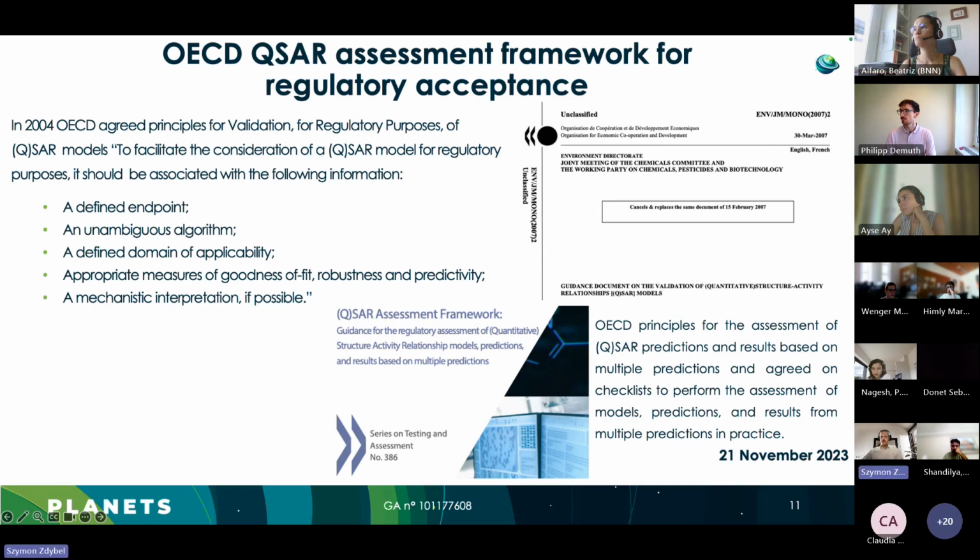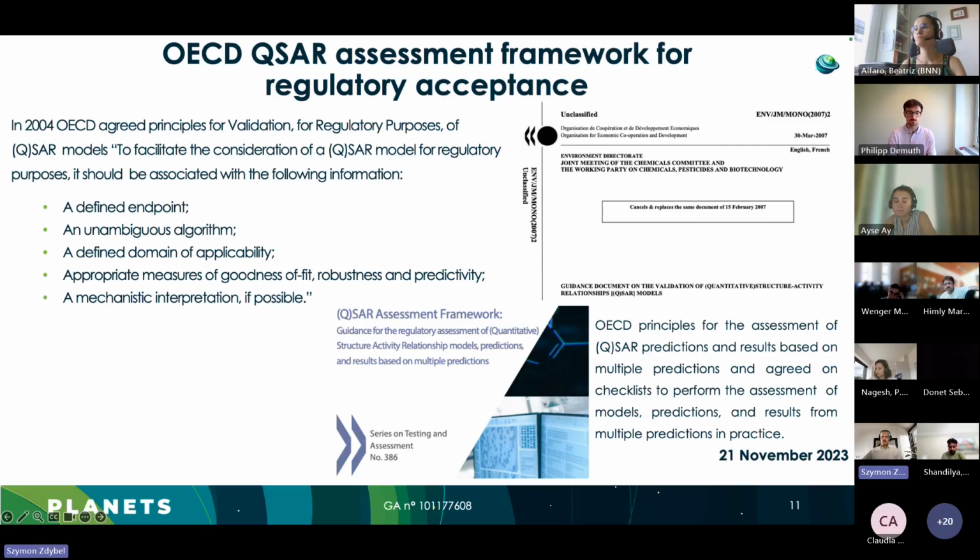For a model to be accepted, it must have a defined endpoint, an unambiguous algorithm, a defined domain of applicability, appropriate measures of goodness-of-fit, robustness and predictivity, and if possible, a mechanistic interpretation. This framework is evolving constantly, and as highlighted on the bottom right, in 2023, the OECD has provided updated guidance and a practical checklist for assessing multiple QSAR predictions.